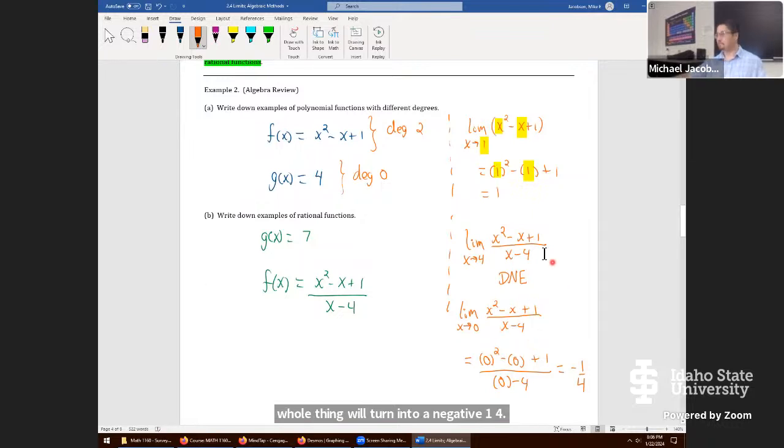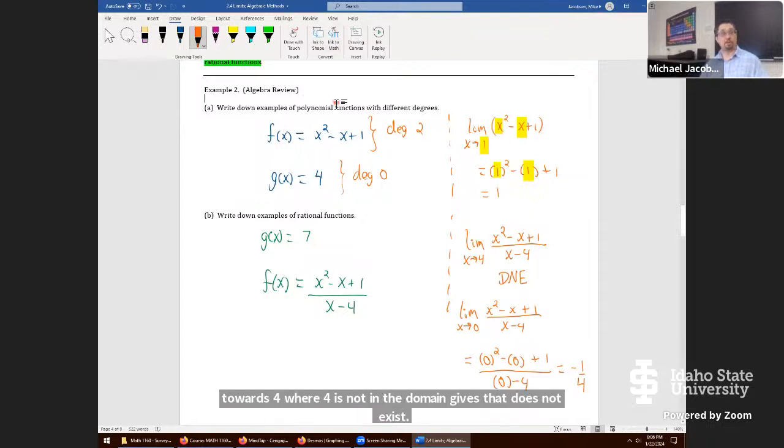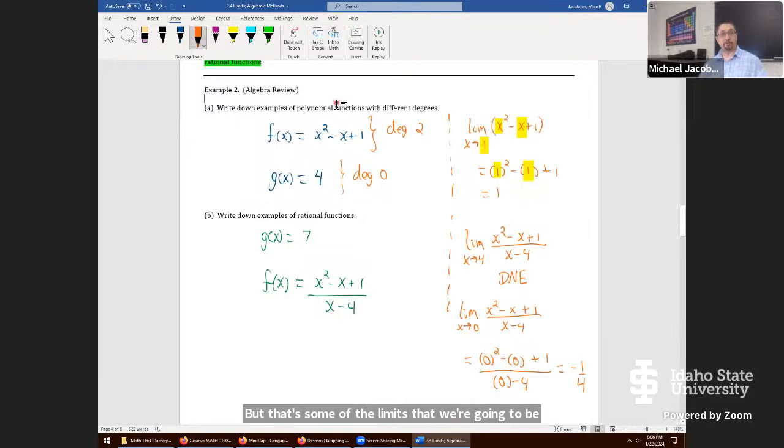So that limit's really fast. I mean, the one above is fast too, as soon as we recognize x tends towards 4, where 4 is not in the domain, gives that it does not exist. But that's some of the limits that we're going to be calculating shortly as we go through these notes.